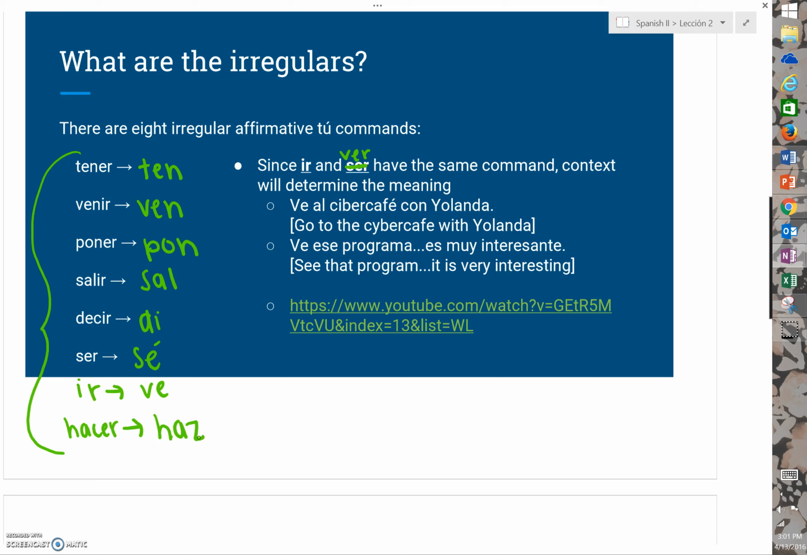One thing really quickly that I want to point out is that ir and ver have the same command form. Because of this, we have to use the context to help us determine meaning. Just like these examples give you. Ve al cibercafé con Yolanda. Go to the cybercafe with Yolanda. Ve ese programa, es muy interesante. See that program. It is very interesting. Again, context will help us determine if we're using ir or ver for these command forms.